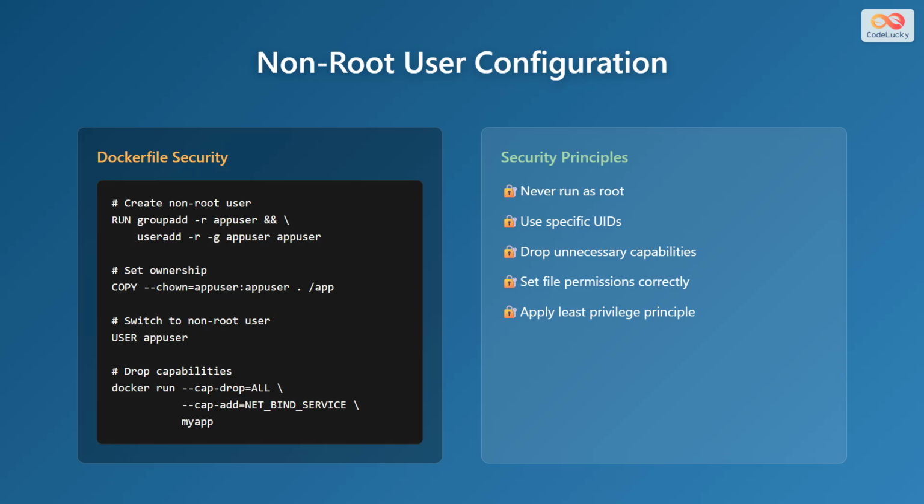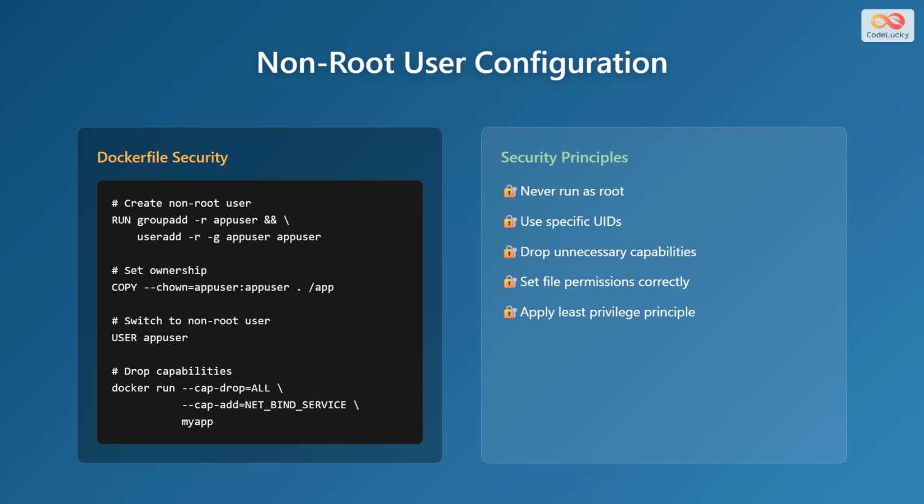Configuring your containers to run as a non-root user is crucial for security. Here's how you can do it in your Dockerfile. First, create a non-root user and group. Then, set the ownership of the application files to this user. Finally, switch to the non-root user within the container. Additionally, you can drop capabilities using Docker's runtime options. This prevents the container from performing privileged operations.